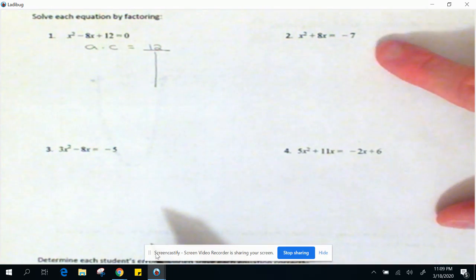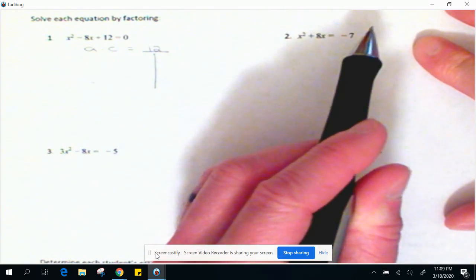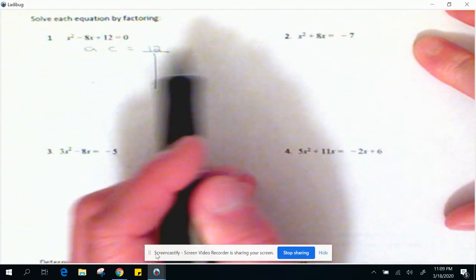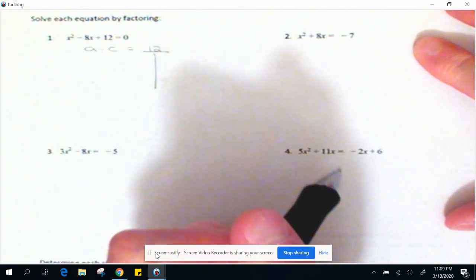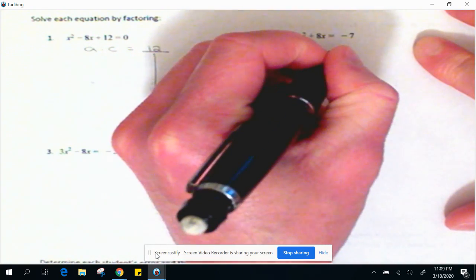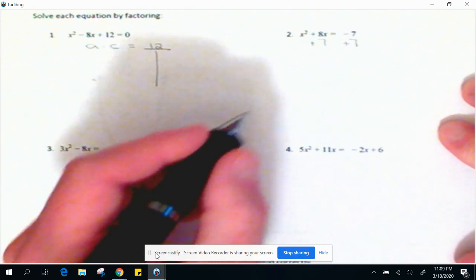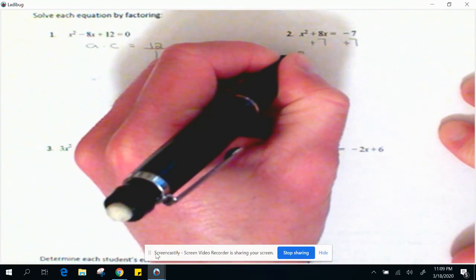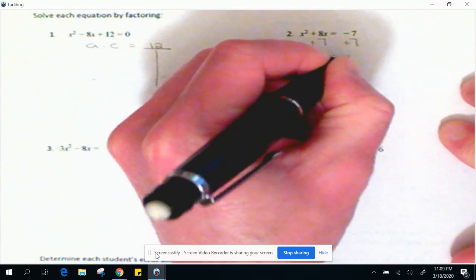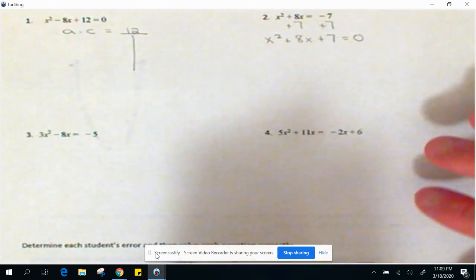All right, but jump over here. This one is not in standard form. So what do you think we need to do to this one to make it look like this? Yes, exactly. We need to add this 7 to both sides. So now we've got x squared plus 8x plus 7 equals 0. Now we're talking. So now we're looking for a times c.